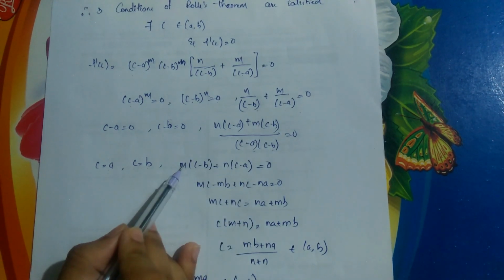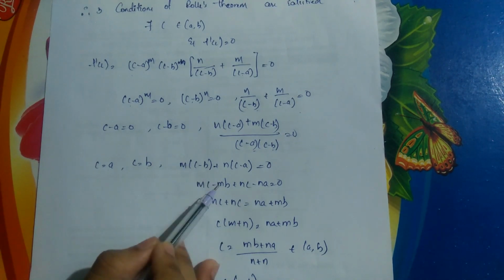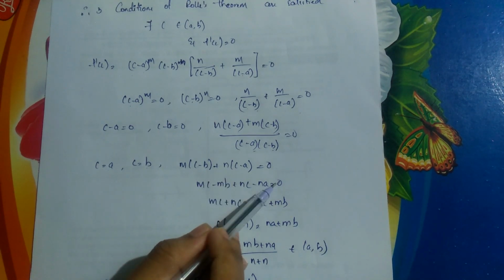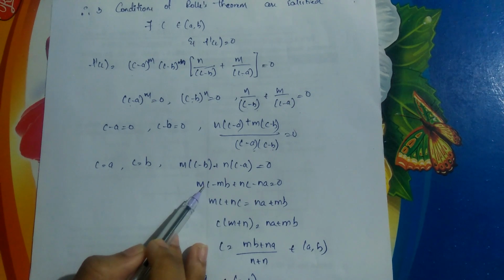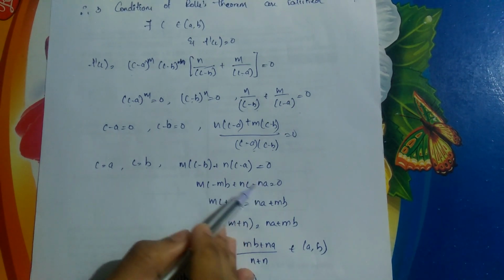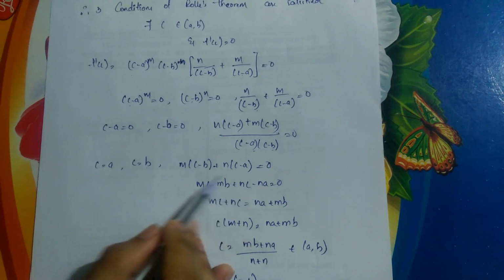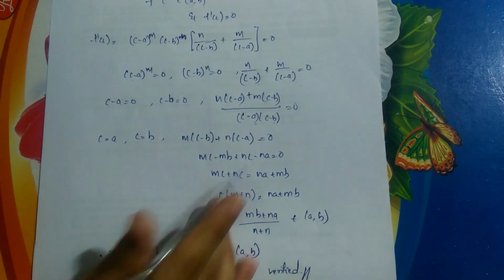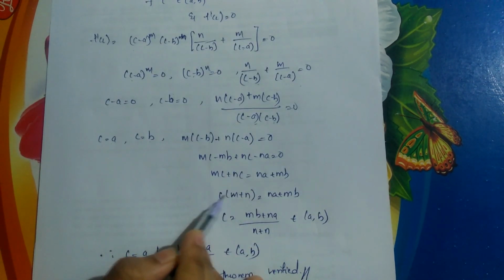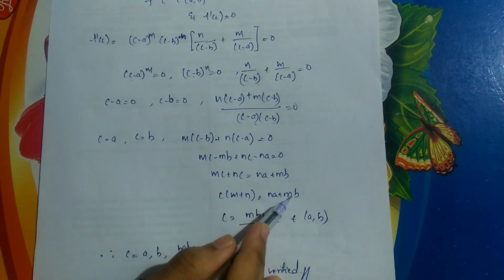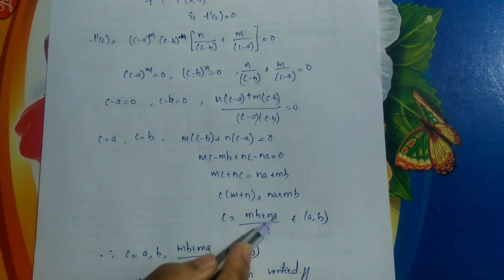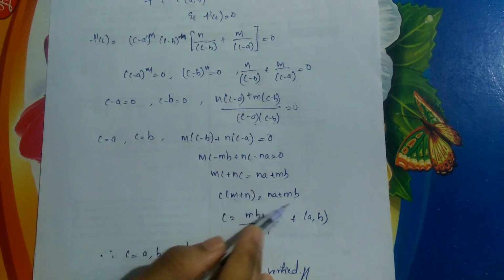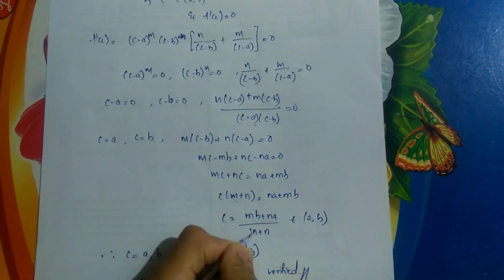Then from here, m of (c minus b) plus n of (c minus a) is equal to 0. And from here, m into c is mc, m into b is minus mb, plus n into c is nc, and n into minus a is minus na, equal to 0. Then mc plus nc is equal to, sending na and minus mb to the right hand side, na plus mb. From these terms you take c common, you get c of (m plus n) is equal to na plus mb. Then c is equal to (mb plus na), and when you send m plus n to the right hand side, it divides, so divided by m plus n.